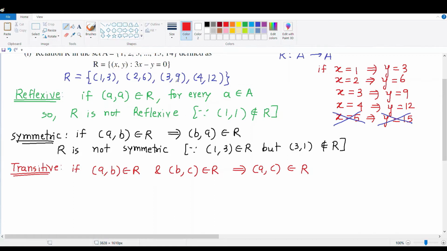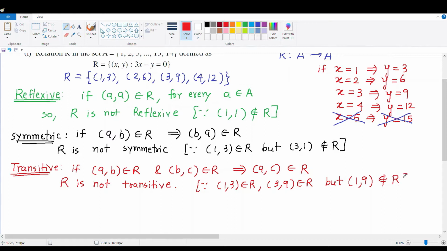Okay, so we have that kind of element in our relation R: (1, 3) is in R, (3, 9) is in R, but then (A, C) must also belong to R. So A was 1 and C was 9, so (1, 9). Do we have (1, 9) here? No, we don't. So this is not transitive either. So we are going to write R is not transitive, and the reason being because (1, 3) belongs to R, (3, 9) belongs to R, but (1, 9) does not belong to R.